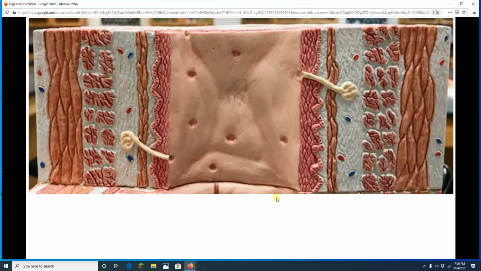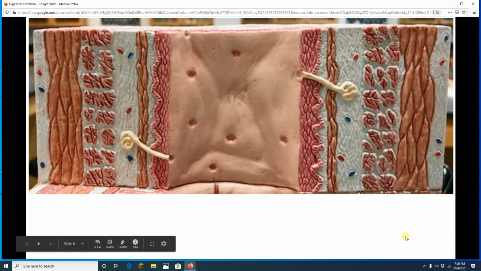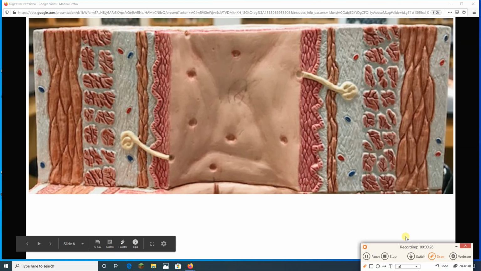Hey, what's up, folks? We are about to do the esophagus histology. That's right, microanatomy of the esophagus, the tube that connects your pharynx to your stomach. What we're looking at here is a longitudinal section of a little chunk of the esophagus. So everything you see right here is esophagus stuff.